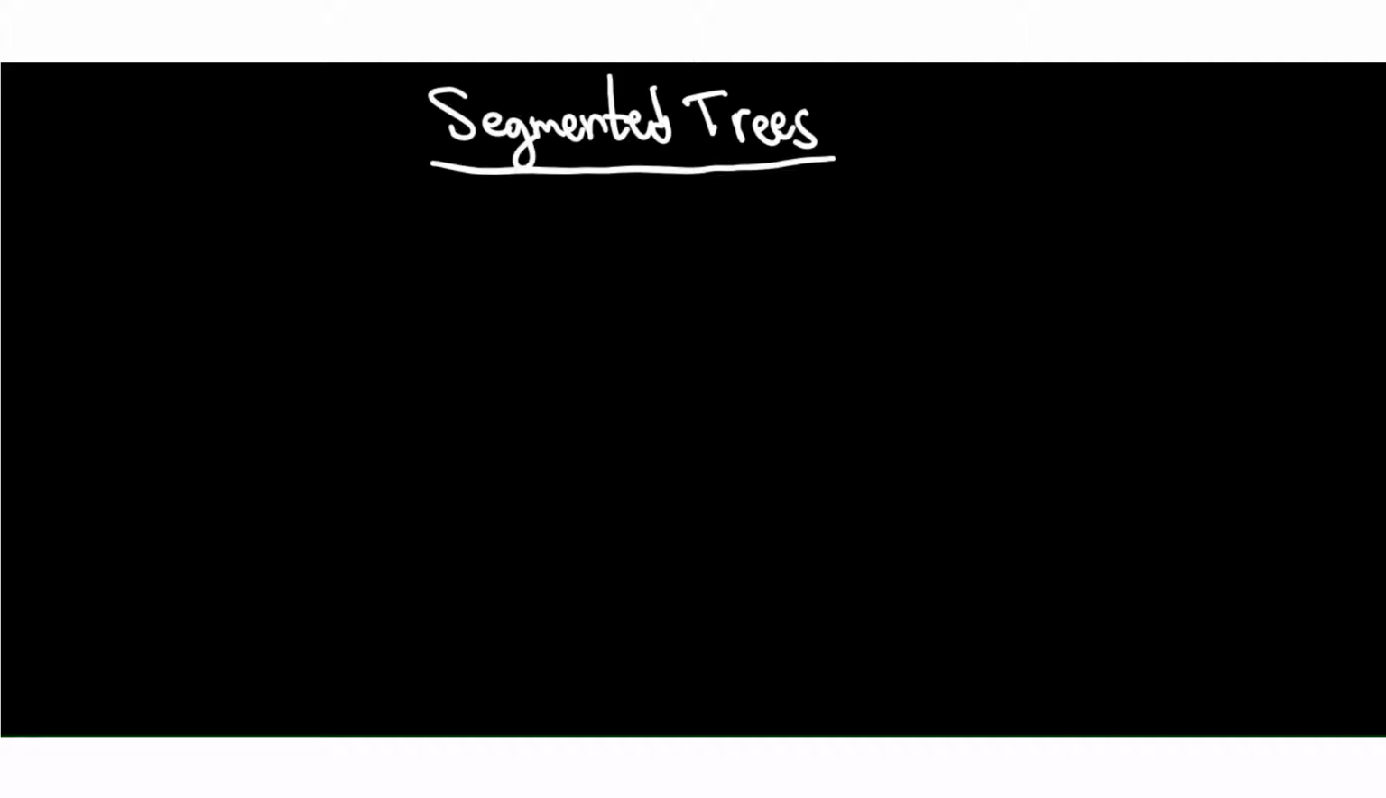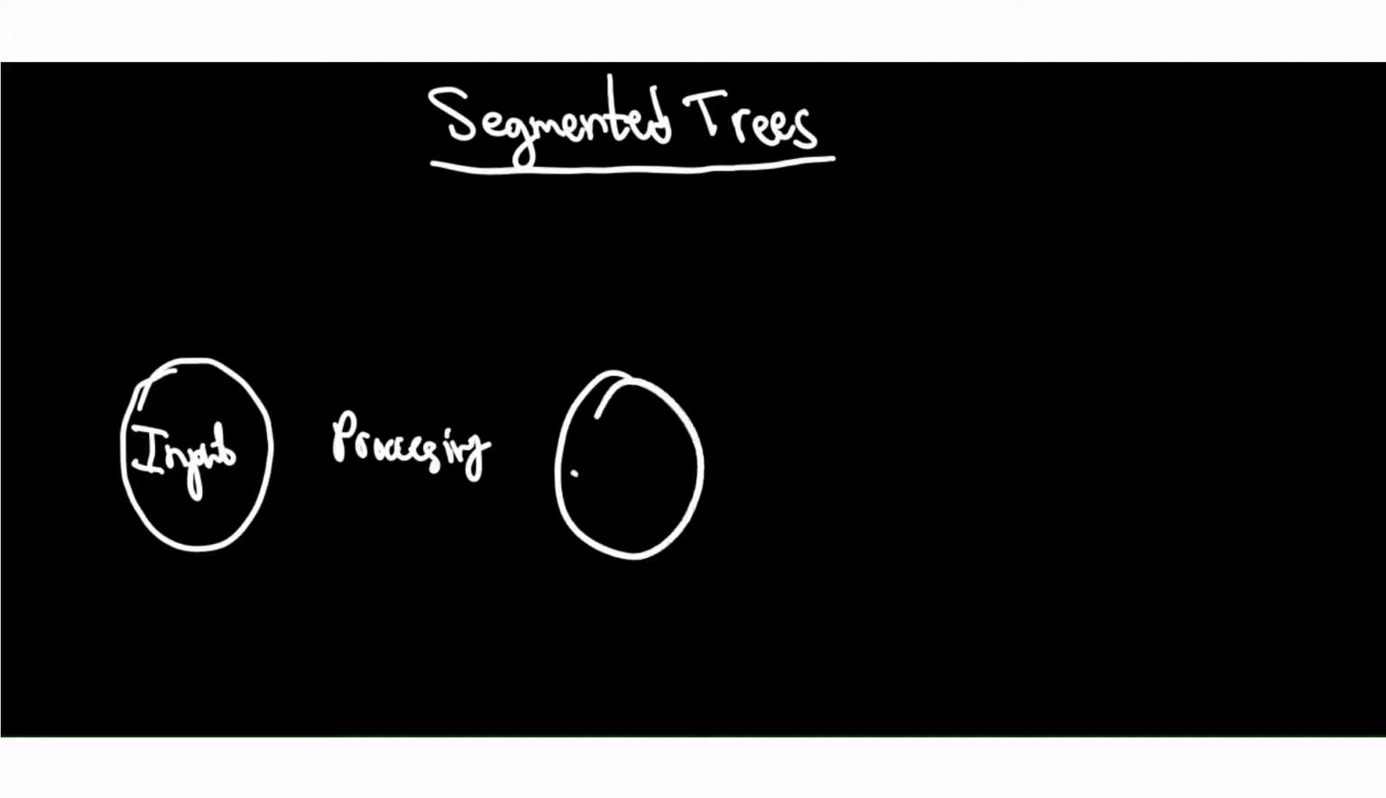Segmented trees. What are they and why do we need them? So basically, in general, we have problems that we want to solve. Let's not think for a moment about the wording segmented. We have problems that we want to solve. So we have some kind of an input. In our program, we'll do some processing, and then we'll have the output.